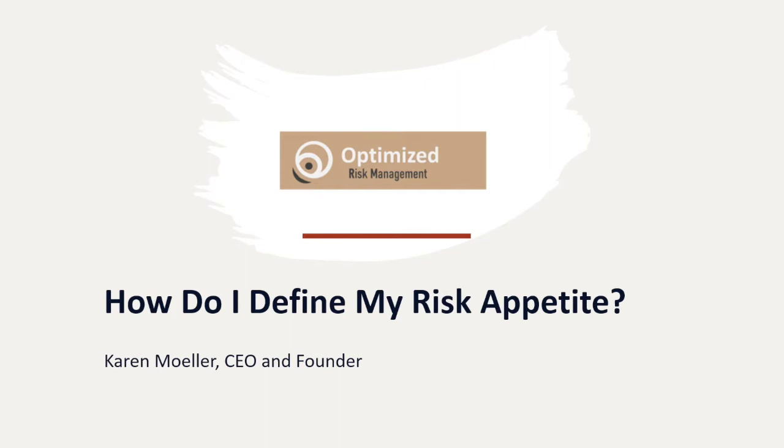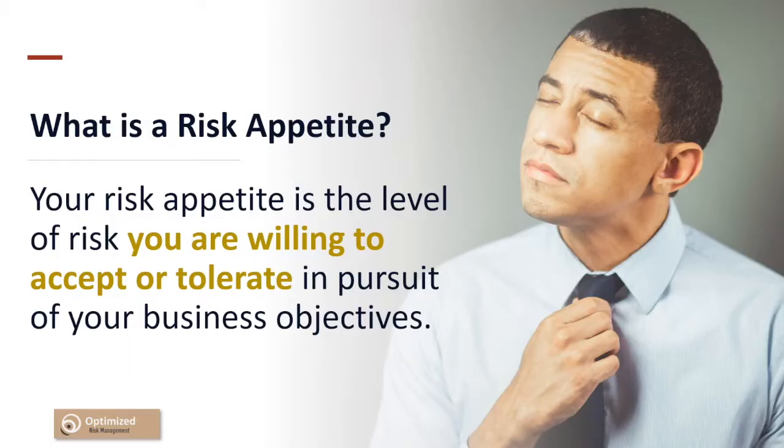Today's topic is about defining your risk appetite. Your risk appetite is the level of risk you are willing to accept or tolerate to meet your business objectives. Every business has risks. Some can be managed, some can be avoided, and some cannot be tolerated. Your approach to managing these risks is dictated by your comfort level. Only you know the level of risk that sits comfortably for you and your business.